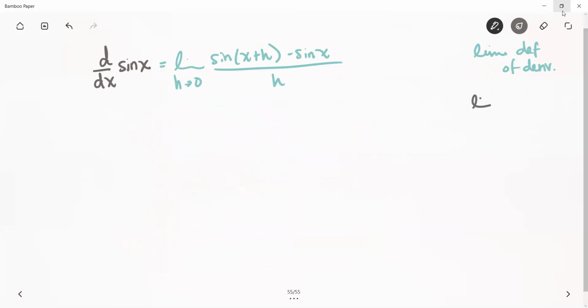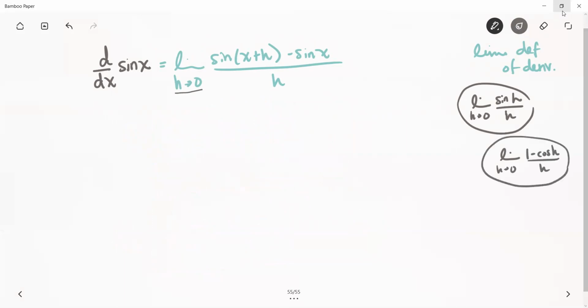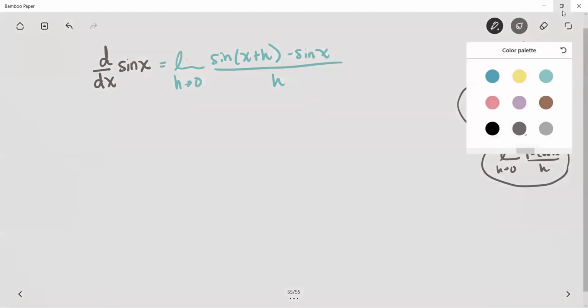So the limit as h goes to 0 in this case. I'll be looking for sine of h over h. I'll want to keep an eye out for this, and I want to keep an eye out for this limit. So if I can find those floating in my derivative limit over here, that's probably going to be helpful to me. And so I'm thinking that's the strategy.